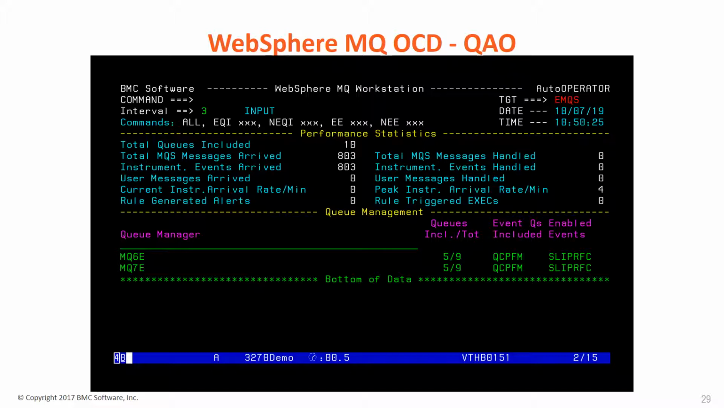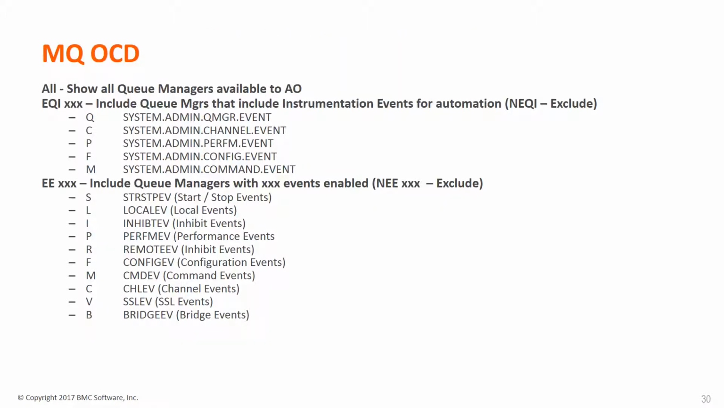The MQ OCD looks like this, and here we can see a high-level overview of our MQ queue managers and the activity that's occurring within those queue managers. Within the MQ OCD, we can set filters to limit the display based on the occurrence of events within the queue managers. Here we list a number of different options you can specify. I'm not going to go through all these, but they are in the documentation if you wish to look at them more closely.